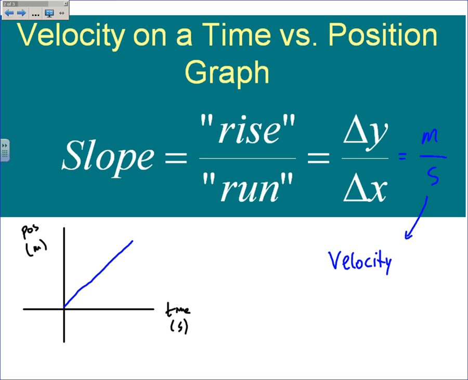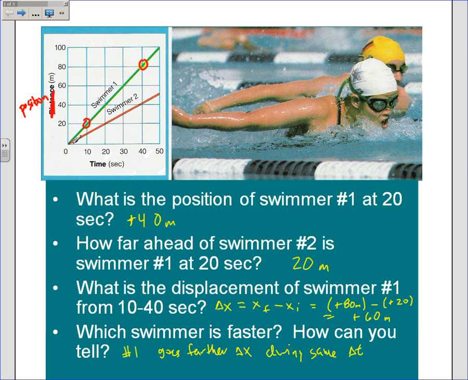So the slope on a time versus position graph is going to tell us the velocity of that object. On a time versus position graph like the ones we were just looking at, they're straight lines. What do we know about the slope of a straight line from math class? Hopefully you remember that a straight line has a constant slope. So these two swimmers are moving at constant velocities. Is that realistic? Probably not, but it's the first graph we ever looked at, at least in class.